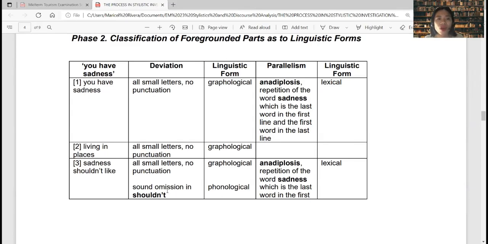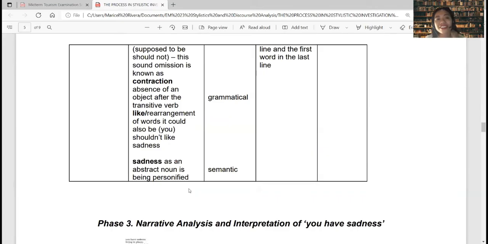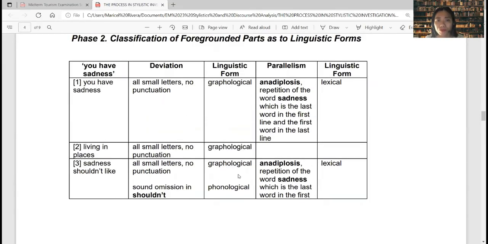For example, this one, kaning sa sound omission, this is phonological. And if we are going to consider the rearrangement of words, okay, we are going to say that is grammatical. And sadness here, as an abstract noun which is being personified, I already mentioned earlier, that is semantic. So we are now going to look at parallelism.